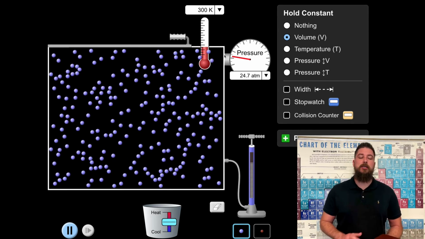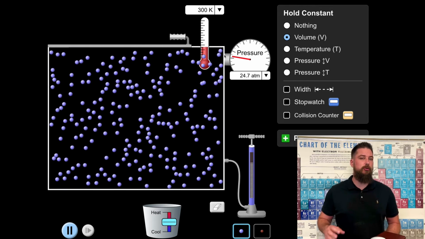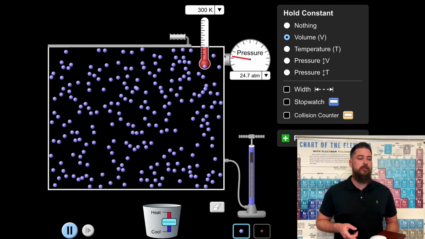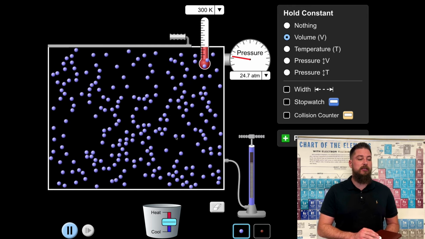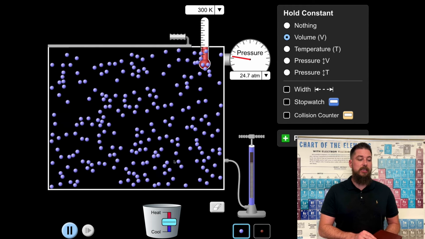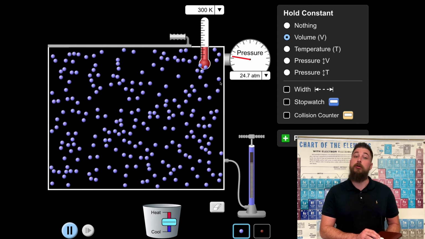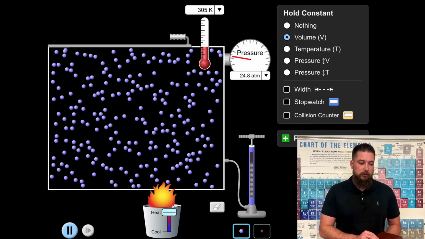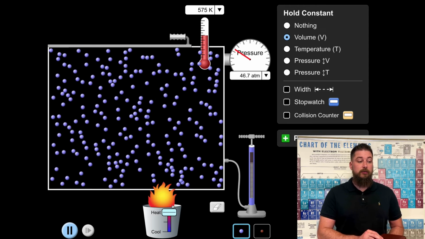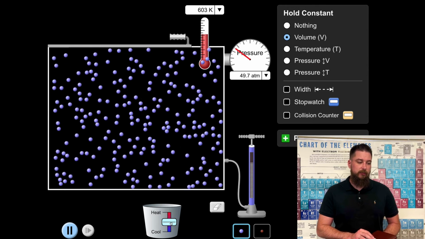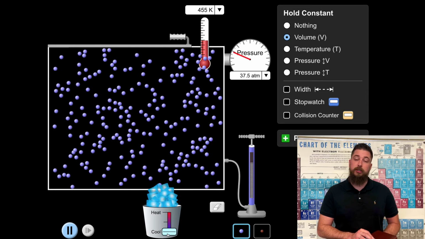So what happens if we increase the temperature? I want you to ask yourself this. I want you to answer this question. What is going to happen to this pressure gauge if we increase the temperature here? So I'm going to add some heat here. What will happen to the pressure? Will the pressure go up or down? So let's go and take a look. We add some heat energy, the pressure goes up. If we cool it off, the pressure goes down.